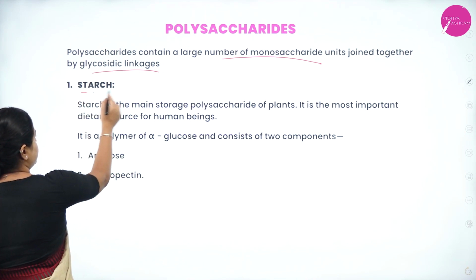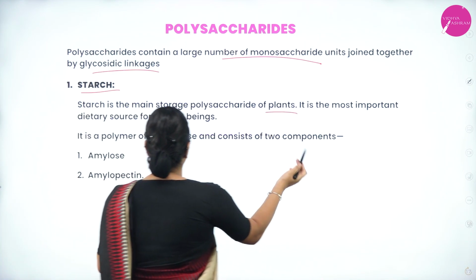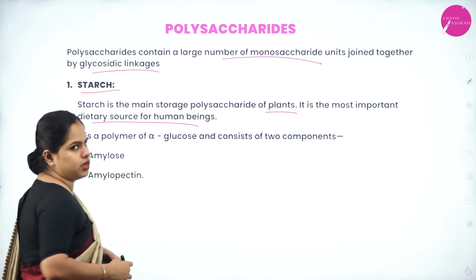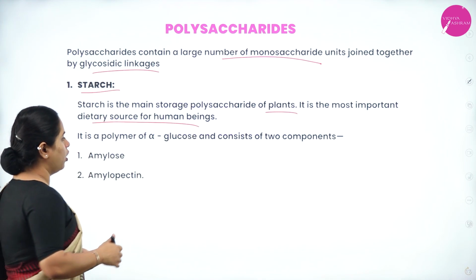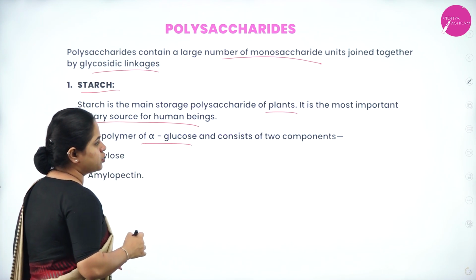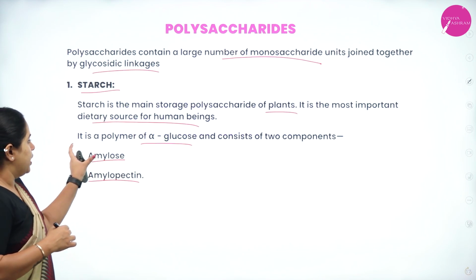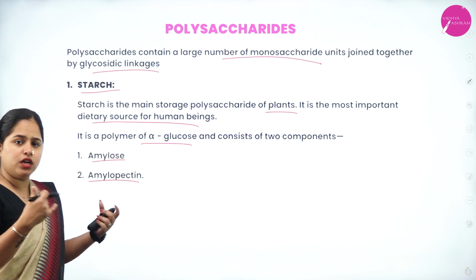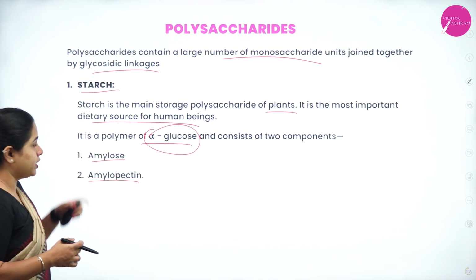So first one is starch. Starch is the main storage polysaccharide of plants, and it's the most important dietary source of human beings also. So starch is important for human beings as well, right? It's a polymer of alpha glucose and consists of 2 components, that is amylose and amylopectin. Polymer means a large number of units of alpha glucose join together to form starch, right?